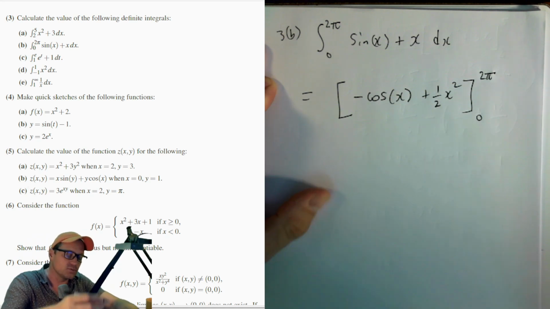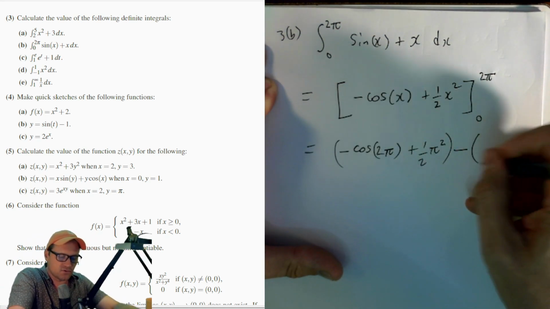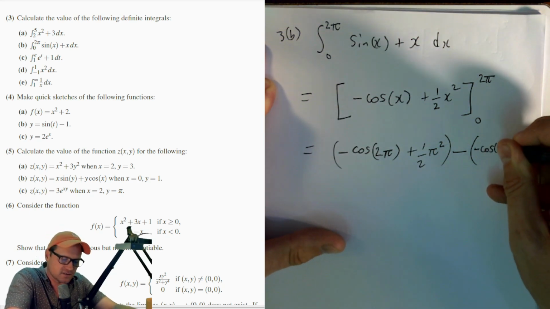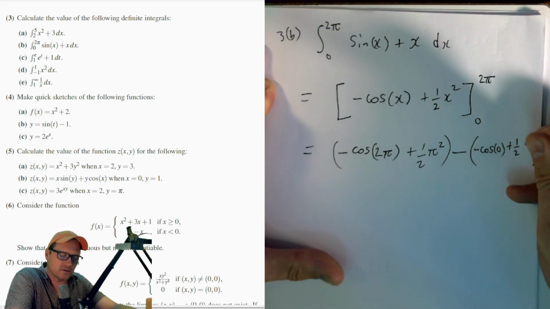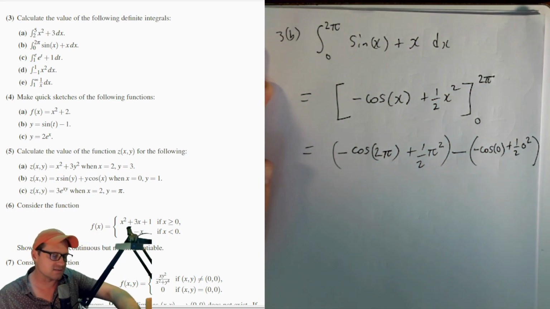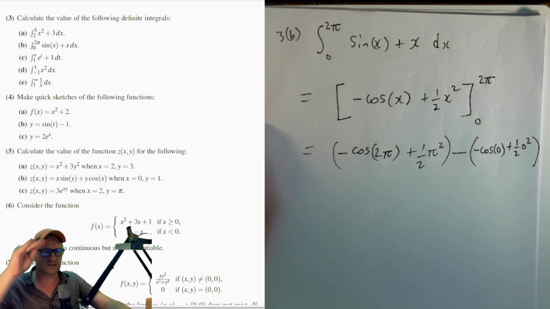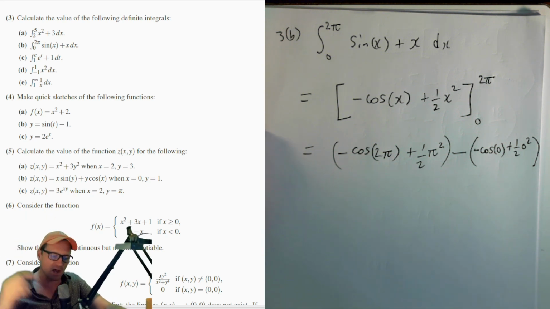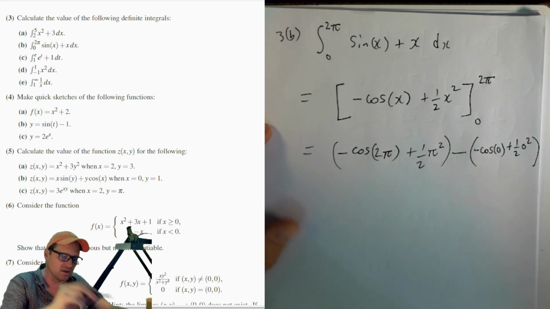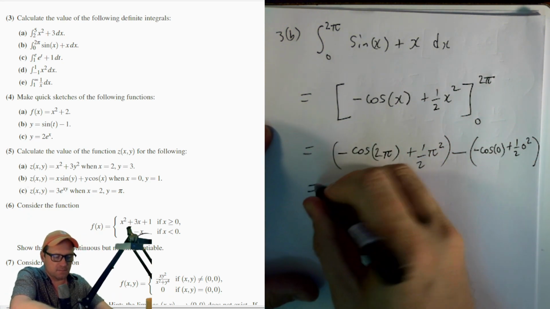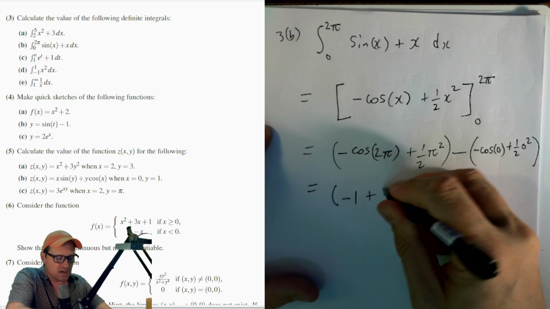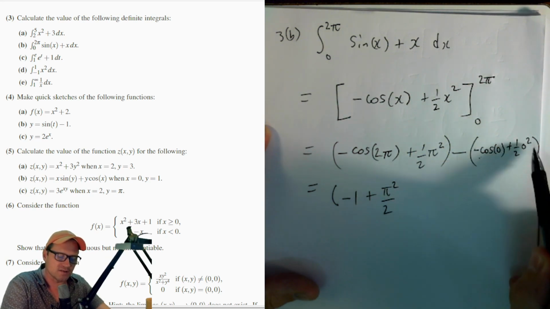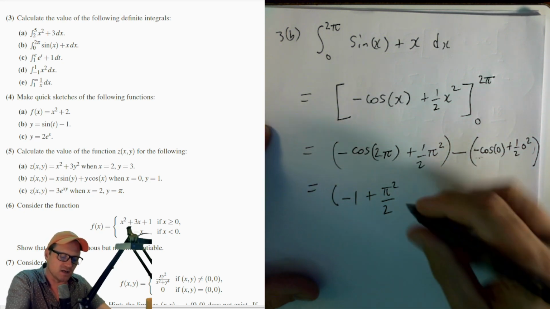sub in 2 pi, put a bracket around this, subtract, leave a fair bit of space here. So minus cos of 0 plus a half 0 squared. Okay, simplifying this, cos starts up at 1 and it's periodic of period 2 pi. So this is minus 1 here because we have a minus in front. So minus 1 plus pi squared on 2. And then over here we have minus 1 plus 0. So minus minus 1 is plus 1.